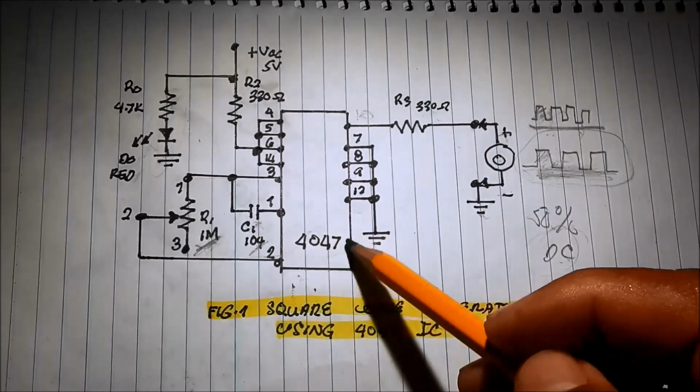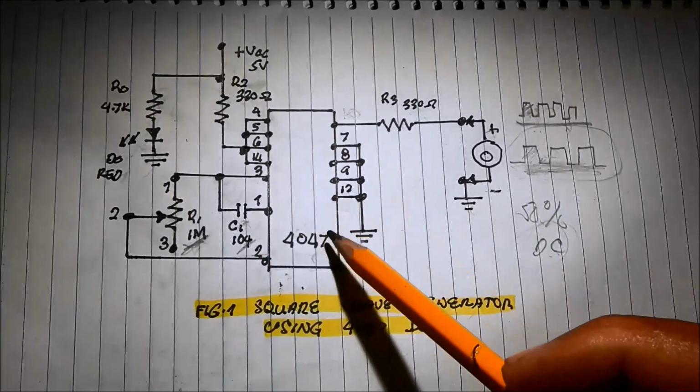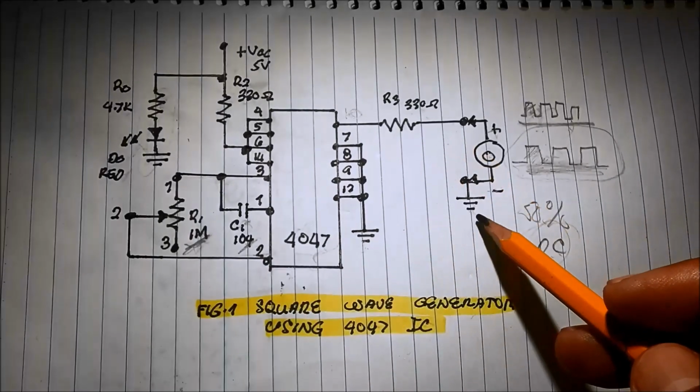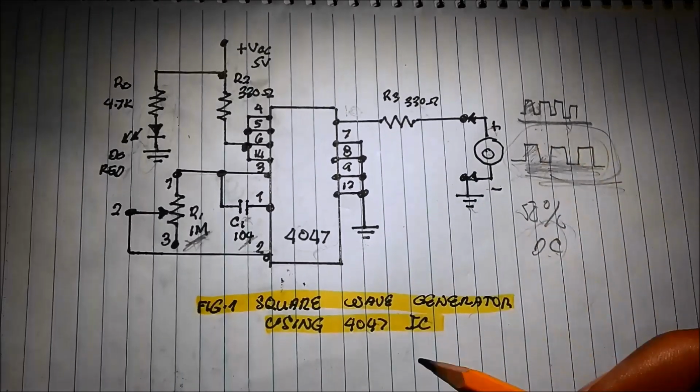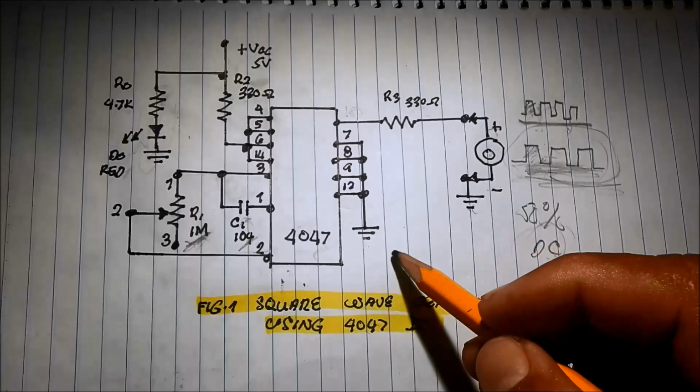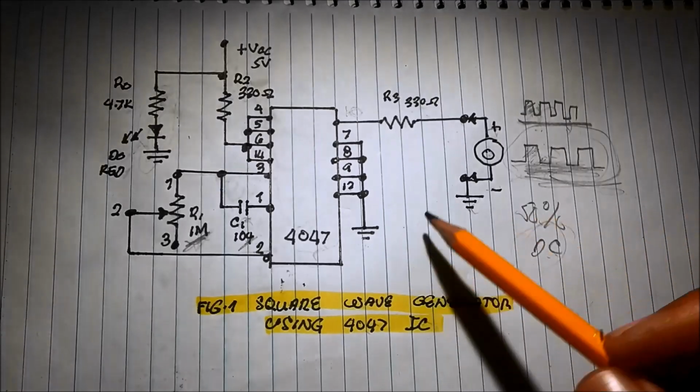So this 4047 is an IC that is capable of generating a square waveform. This is a multi-vibrator, an astable multi-vibrator IC.